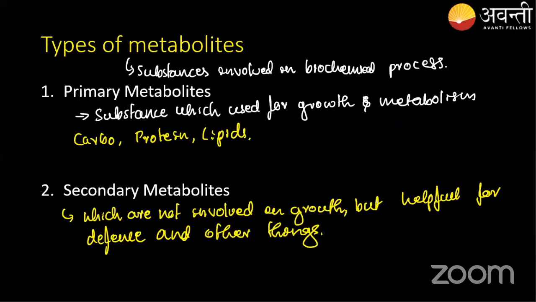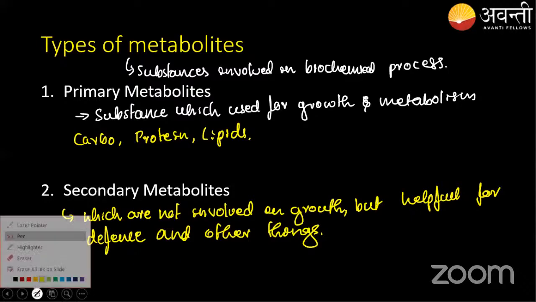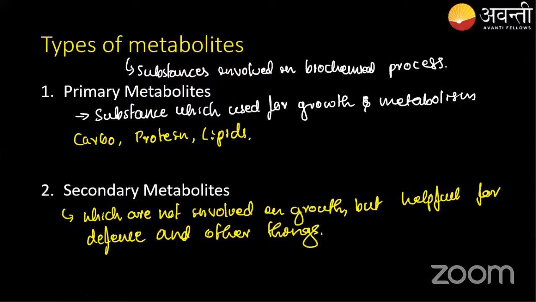Sorry, disturbance. Okay, so secondary metabolites are what? Which are not directly involved in growth, but helpful for defense and other things. What is the meaning of defense? It may be helpful against bacteria, or against fungi, or for some other things. We will see what those things are. If I give you an example, it may be a steroid, or some other things, antibacterial substances.